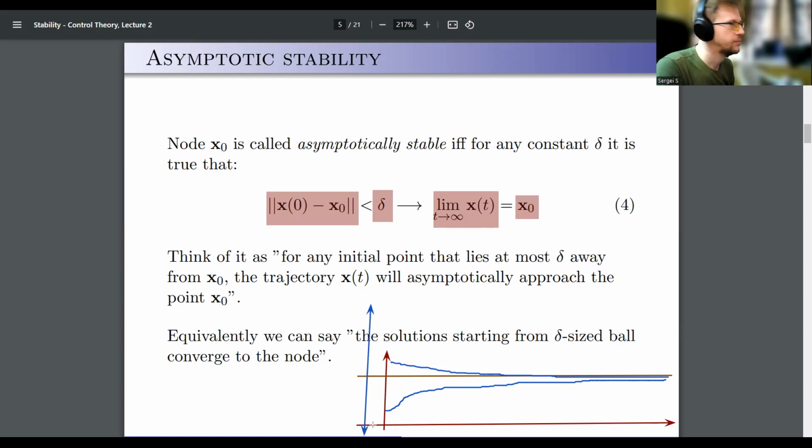It doesn't have to be true for all space. It has to be true just for some region delta. Yes, Mikhail, one second, I will answer your question.